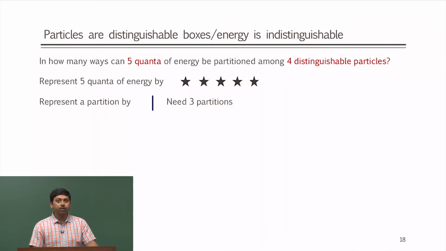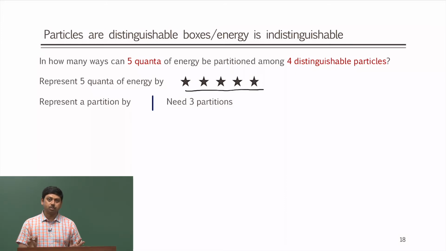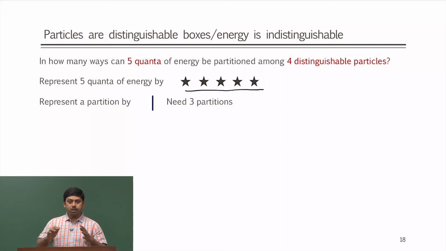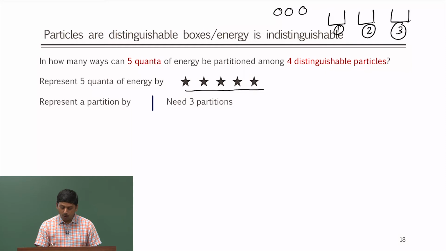Now, 5 quanta of energy is denoted by 5 stars. Stars are indistinguishable, energy is indistinguishable. So, you just have to think in a different way. Earlier we were talking about indistinguishable particles in distinguishable boxes with these examples, right. These are indistinguishable particles and these are distinguishable boxes. I was describing it this way, but now the boxes will be distinguishable based on the bars.